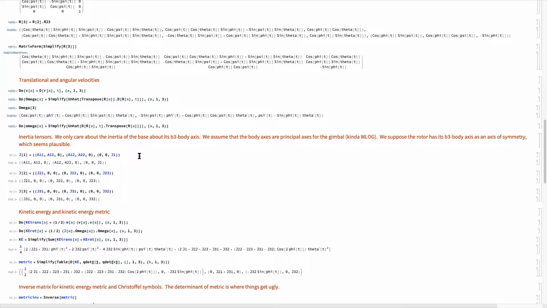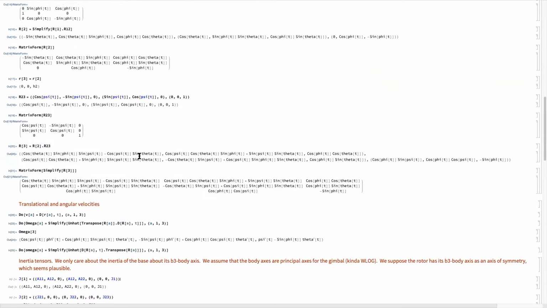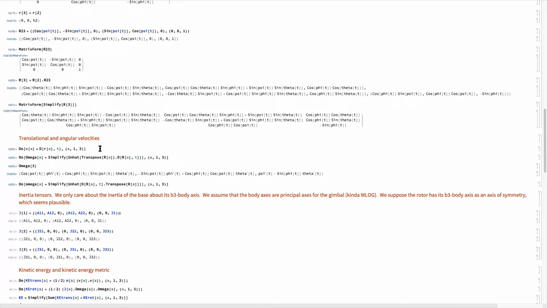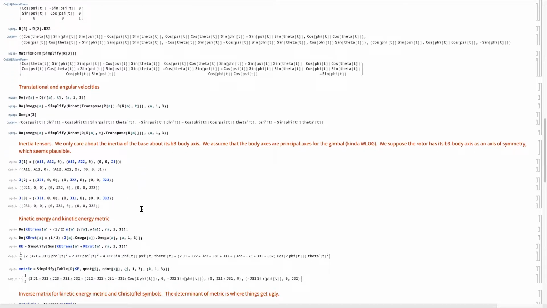So then you have inertia tensors. Notice that after figuring out what R1, all the little r's and the big R's are, calculating angular velocities and translational velocities can all just be done automatically. This is another not automatic step. This is one that requires some human input.